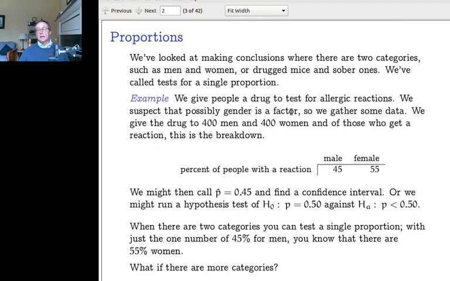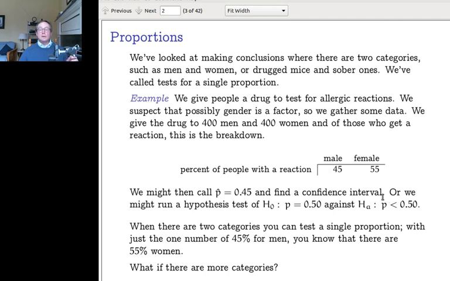Here's a study, for example. We want to test what percentage of people have a reaction to a drug, and we want to see the effect of gender. So we give the drug to people, and we find that 45% of the people who have a reaction to the drug are men, 55% are women. So we call p hat 0.45. And we might find a confidence interval. We certainly did that in section 6.2, or we might run a hypothesis test, p equals 0.5 against p is less than 0.5, all very routine from section 6.1.